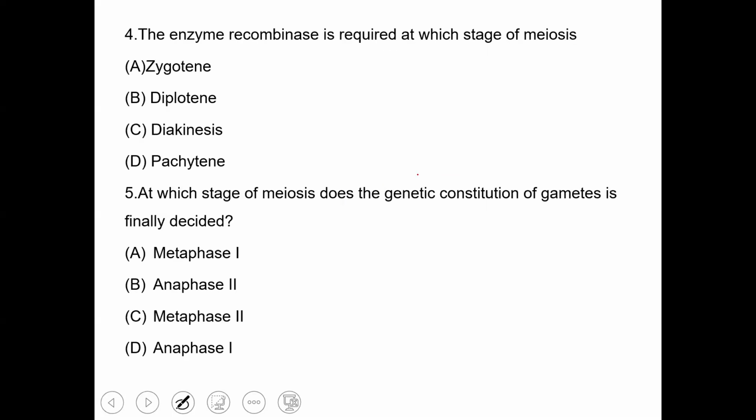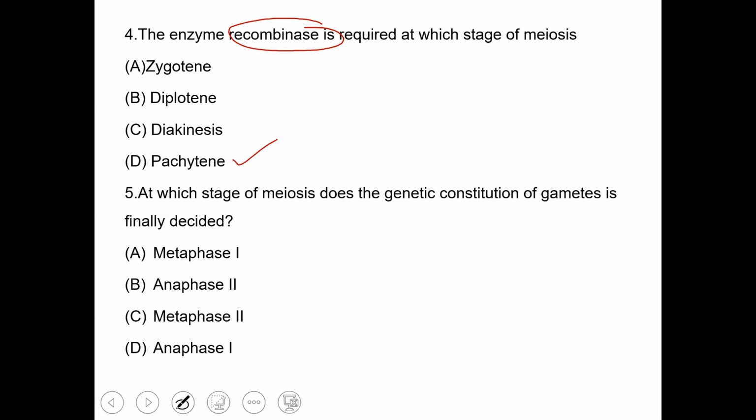The enzyme recombinase is required at which stage of meiosis? So we know that recombinase is an enzyme which helps in genetic recombination. So which phase is it involved in, a recombination at Pachytene stage? Henceforth, it is the option D.